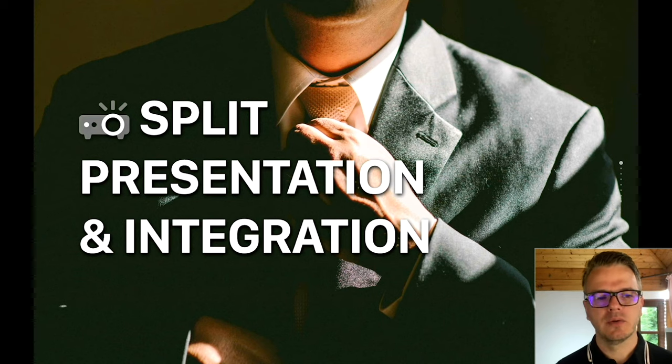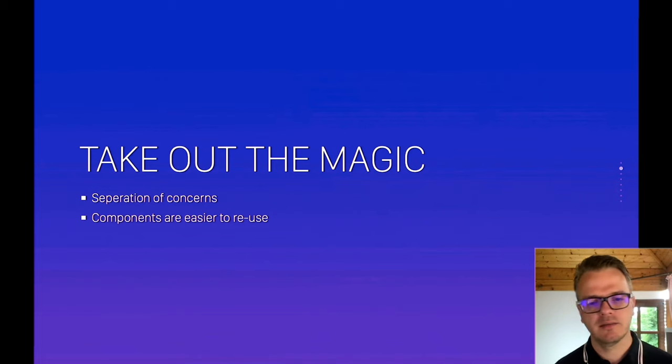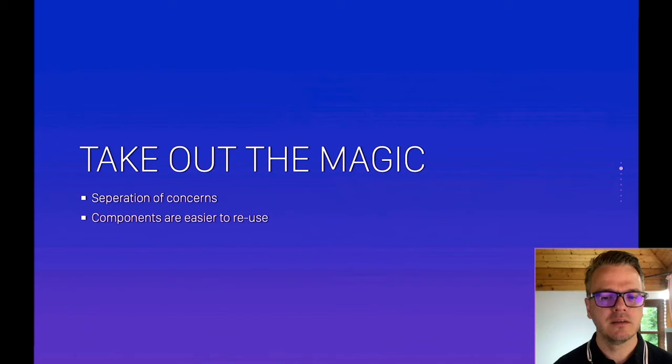I want to talk about split presentation and integration. Perhaps it sounds strange to you at the beginning, but it's all about taking out the magic. You get a separation of concerns and the components are easier to reuse. So if you have a content element which has a headline, a text and an image, and you have these saved as components, you can just drop it in and it works well.